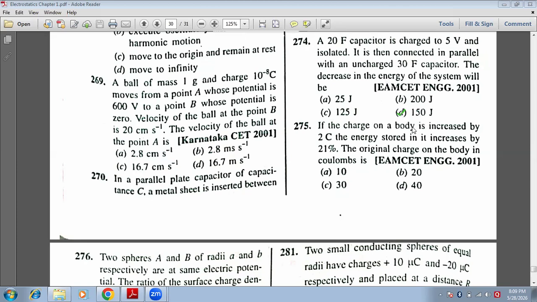If the charge on a body is increased by 2 coulomb, the energy stored in it increases by 21%. The original charge on the body in coulombs is option A 10, option B 20, option C 30, option D 40. Correct answer option B 20.